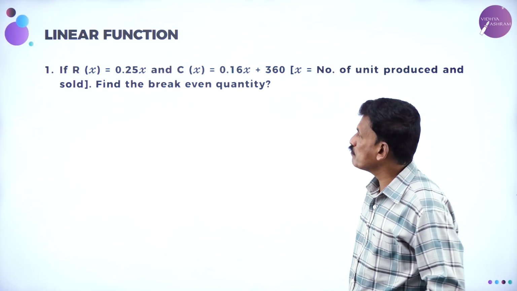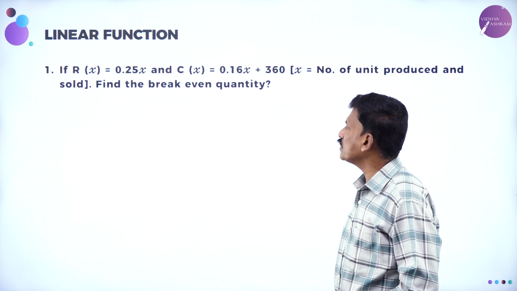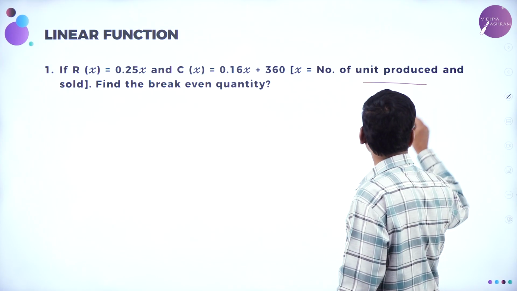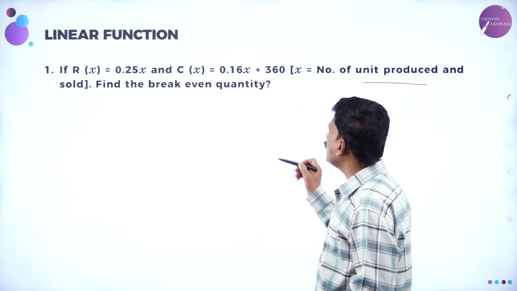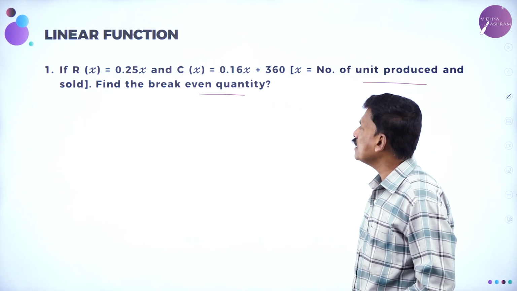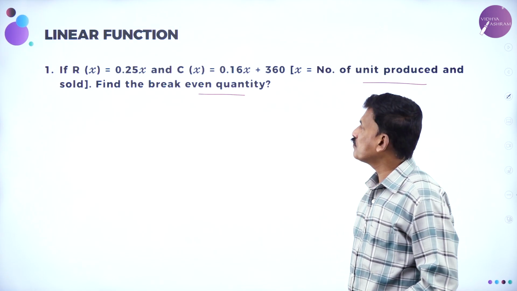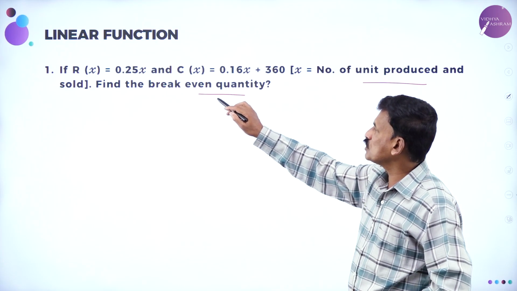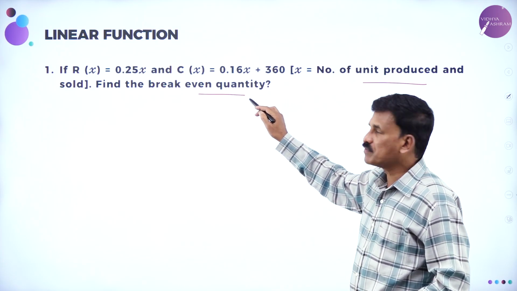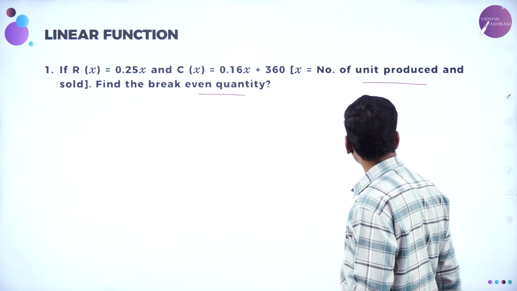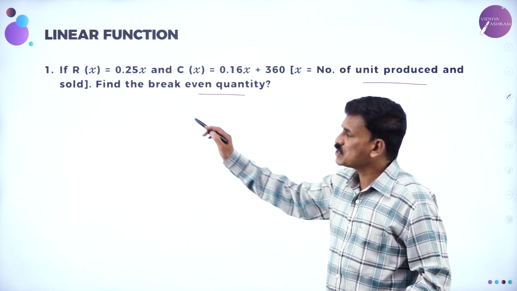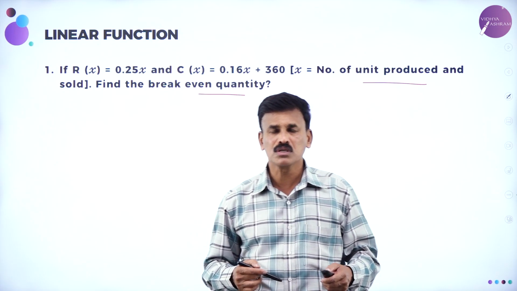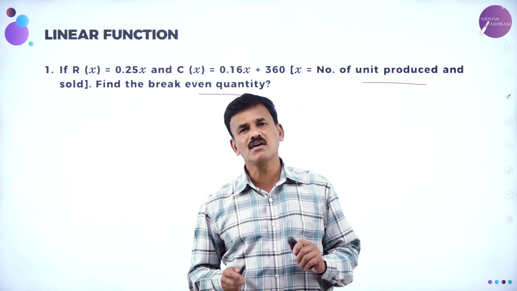Now move on to the first problem. If R of X is equal to 0.25x and C of X is equal to 0.16x plus 360, where X is the number of units produced and sold, find the break-even point. That is, what we need to find is the break-even quantity. X represents the number of units produced as well as the number of units sold. What is required is to determine the value of X.